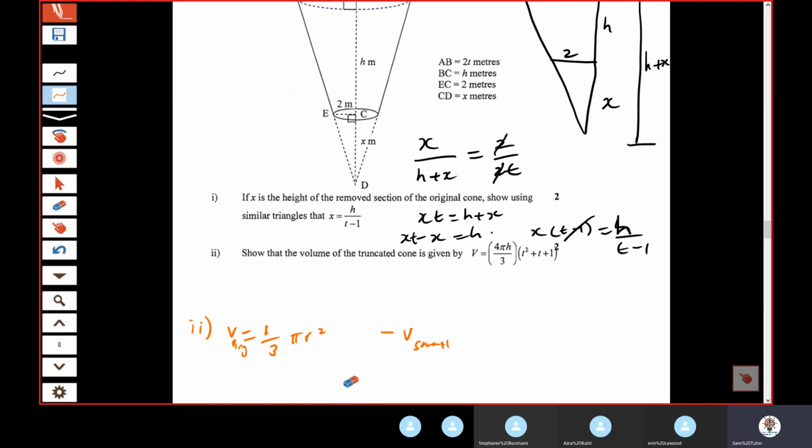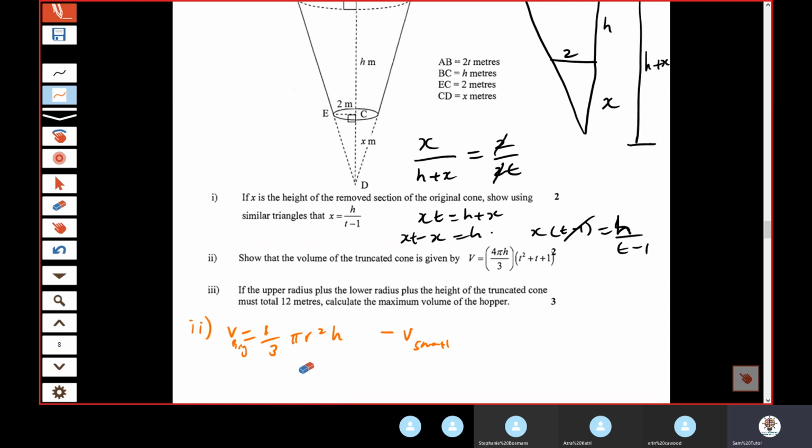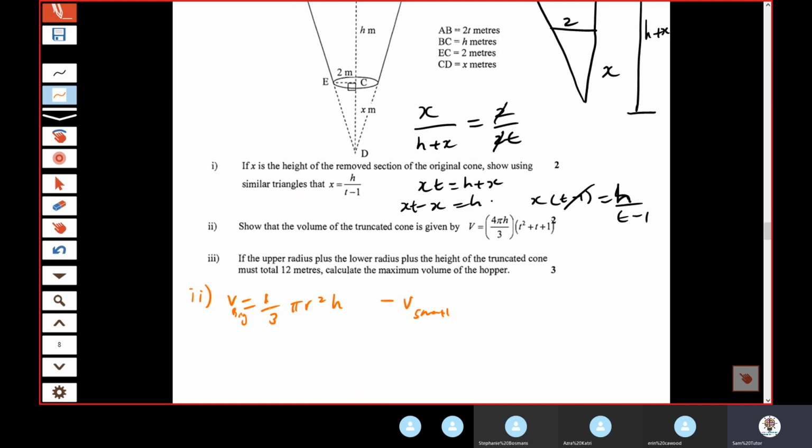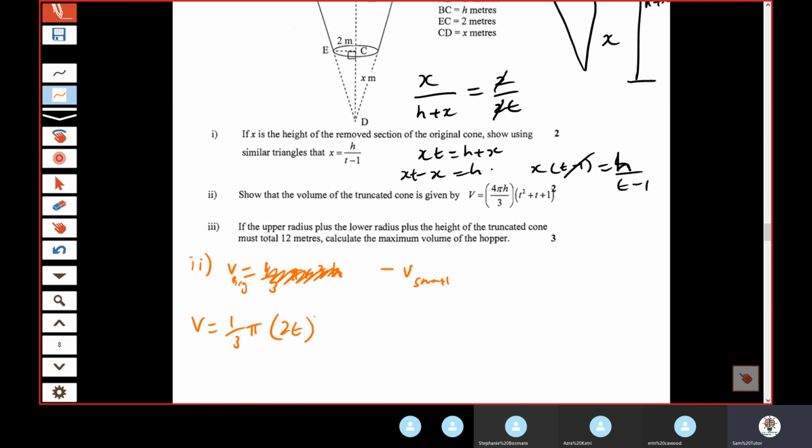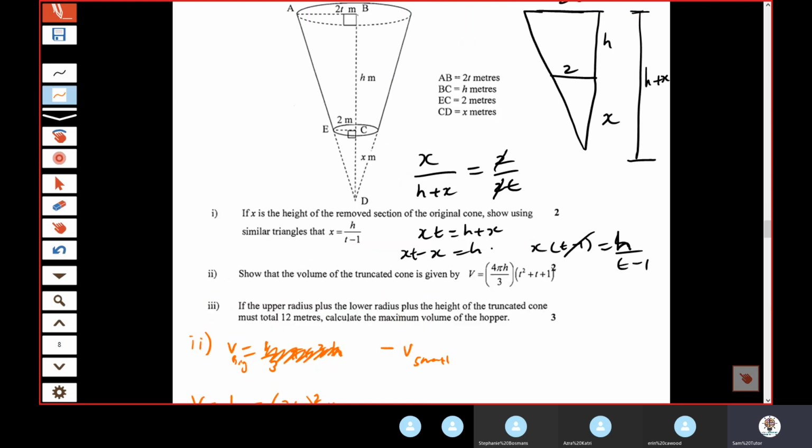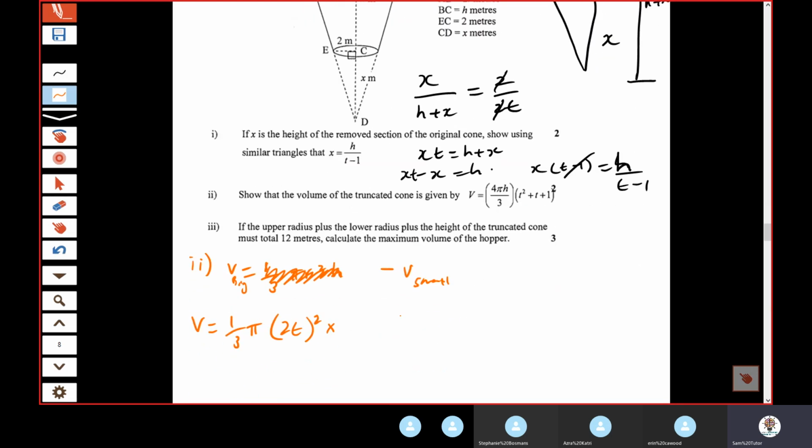Now that we know the formula, let's go ahead and do it. So I'm going to get rid of that so you don't confuse that with the h up there. All right, v big. So volume equals volume of the whole thing. V big is 1/3 pi. What's your radius in this case? 2t squared times, what's your height of the larger one? H plus x. Minus volume of your smaller one.